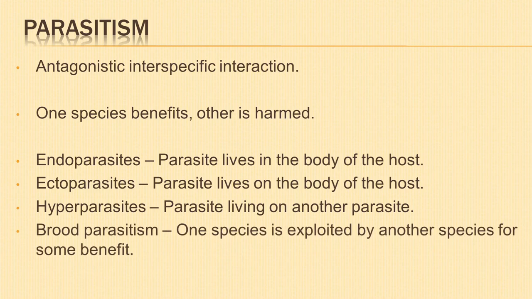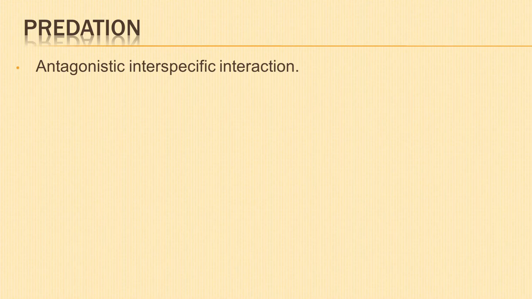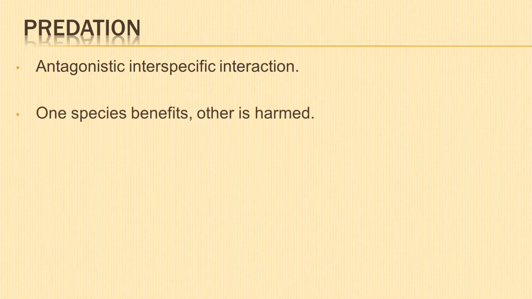Fourth, brood parasitism or social parasitism, in which one species is exploited by another species for some benefit. Example, the cuckoo bird lays its eggs in the nest of a crow. The crow acts as a babysitter as it raises the young as its own. Next is predation. It is a biological, antagonistic, interspecific interaction in which one organism, the predator, kills and eats another organism, its prey. Predator population adversely affects the survival of the prey population.